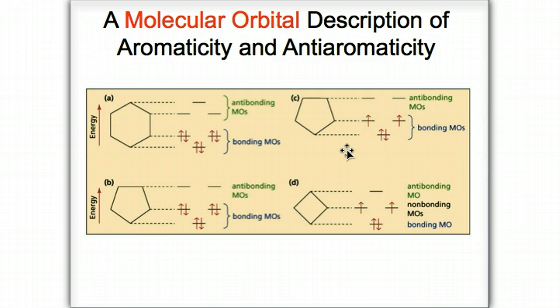C is cyclopentadienyl cation, which is non-aromatic, and D is cyclobutadiene, which is non-aromatic. The 6 pi electrons of benzene, displayed here, occupy 3 bonding pi molecular orbitals. The same thing occurs in cyclopentadienyl anion.